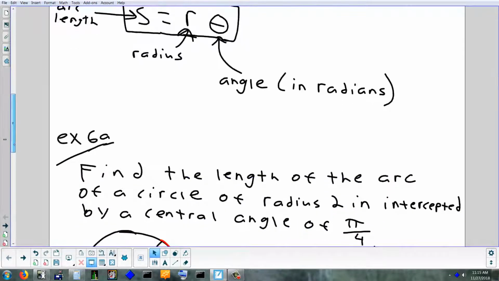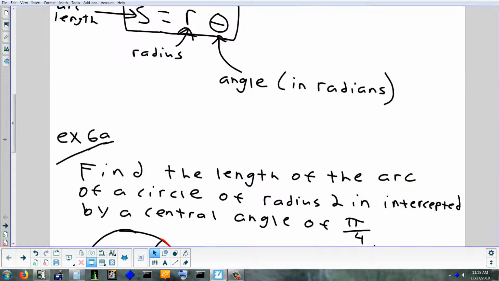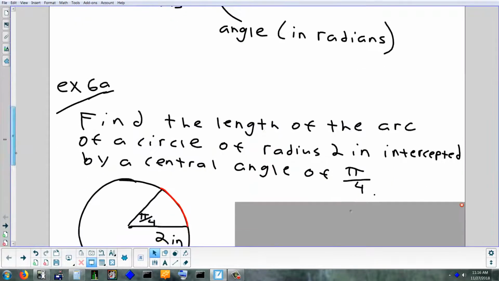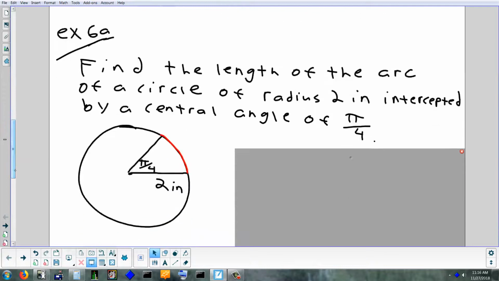So let's look at an example. So this one, they drew a picture out. Really, you don't really need a picture. But it says find the length of the arc of a circle. Your circle has a radius of 2. And the arc is created by an angle of pi over 4 radians. So find the length of the arc.